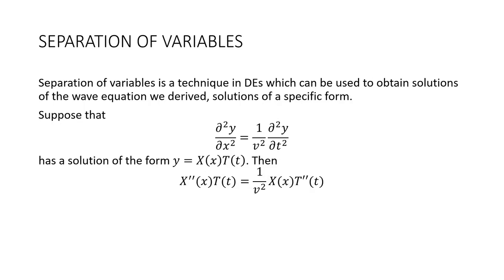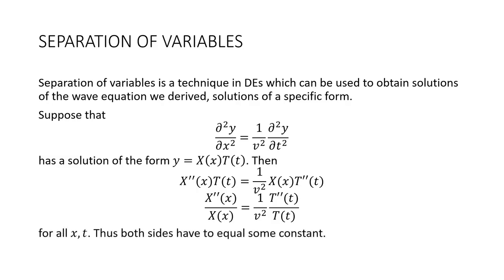And then I can divide by X(x) and T(t) on both sides to get this, which is something that must hold for all x and t. But look, the expression on the left is only in terms of x, and the expression on the right is only in terms of t. Yet those two have to be equal for all values of x and t. So that's only going to be possible when both sides are equal to the same constant.